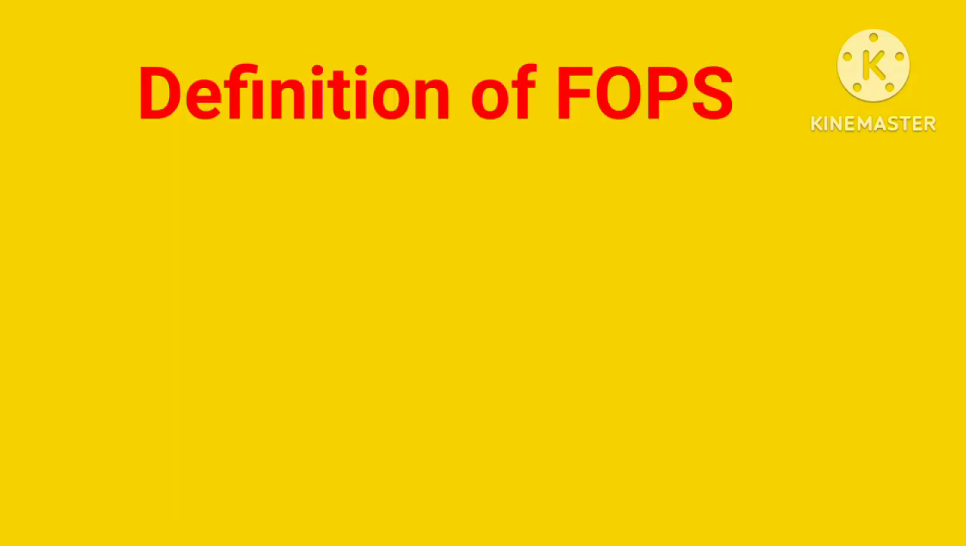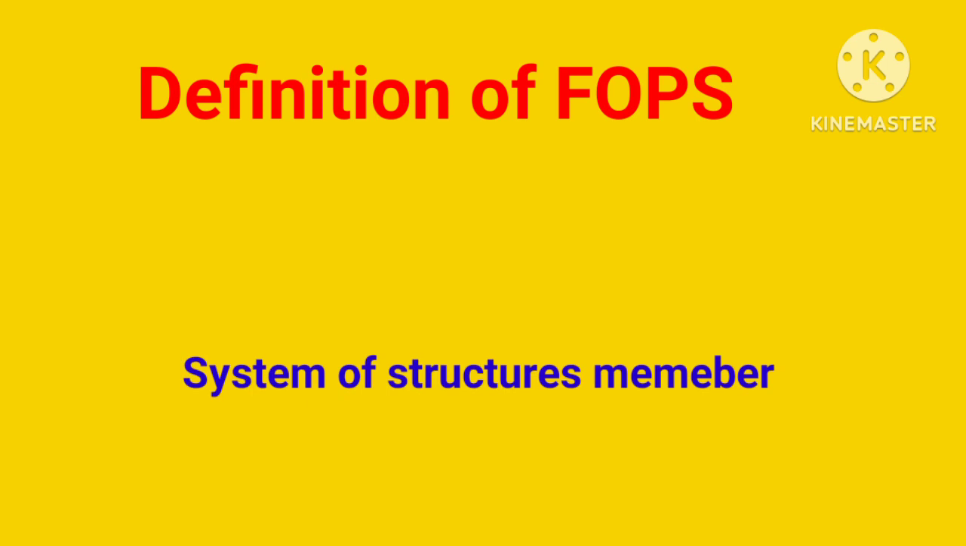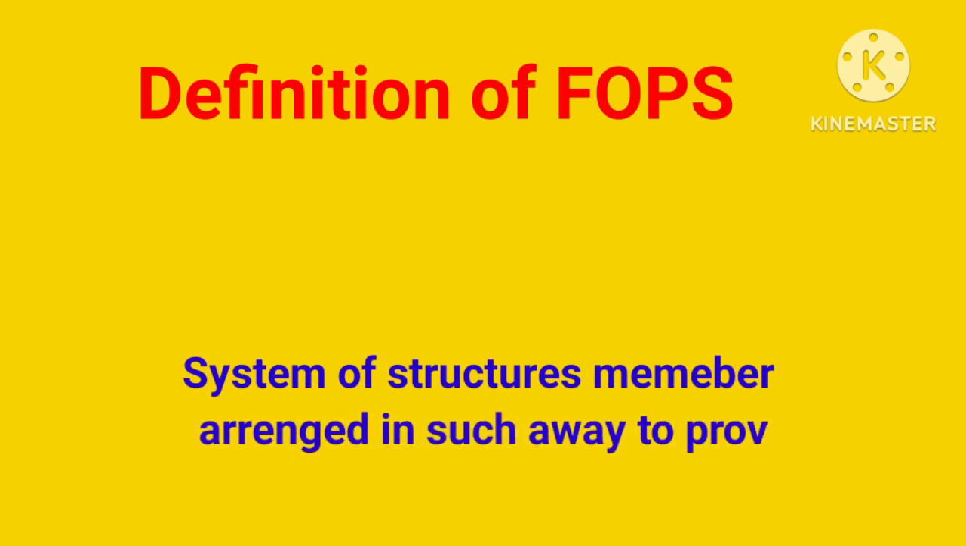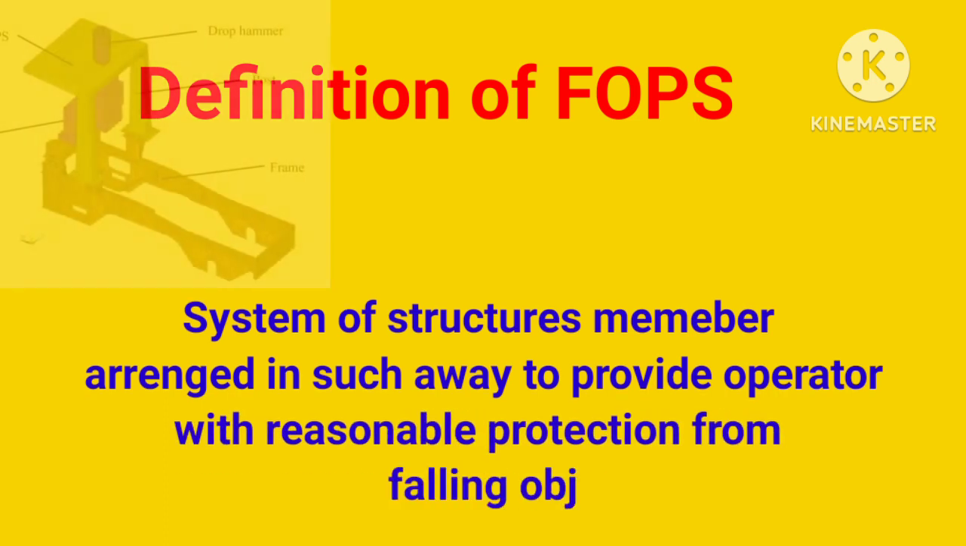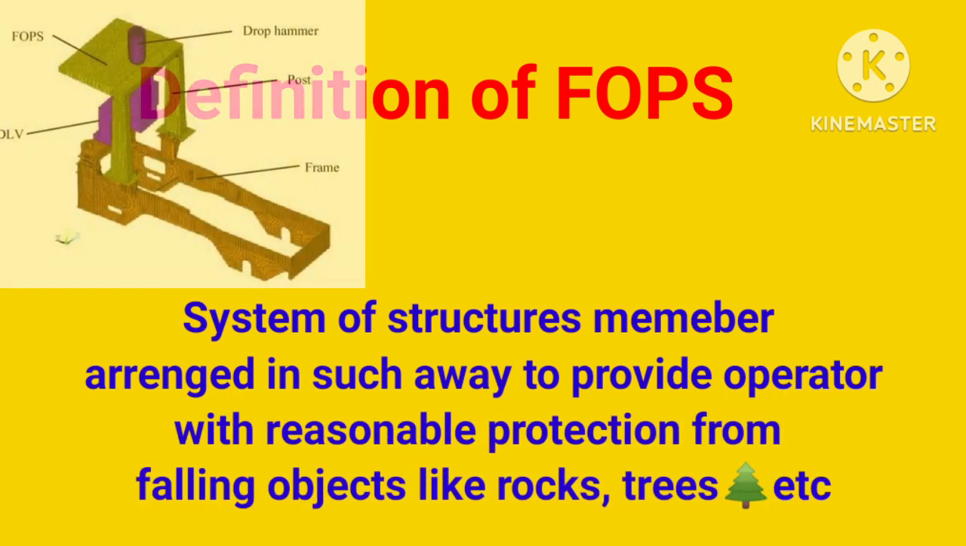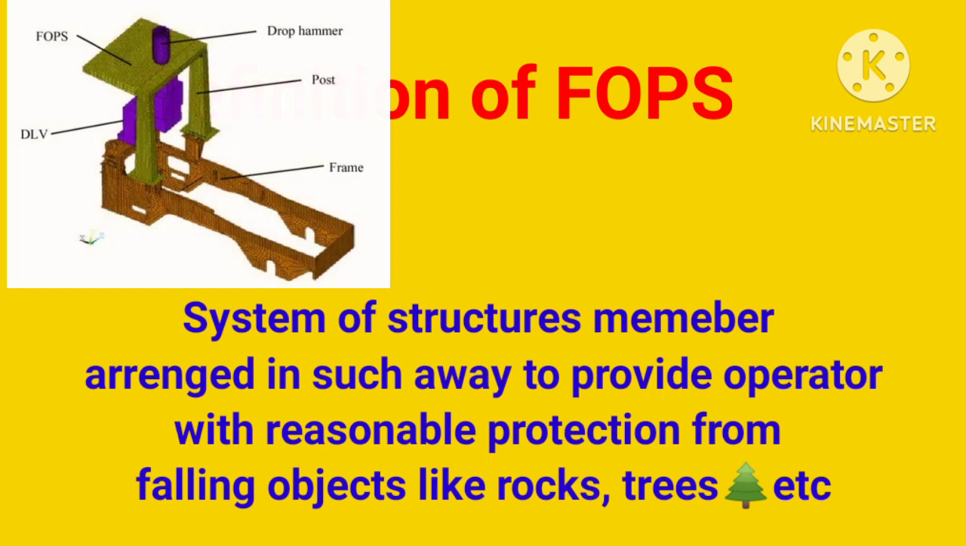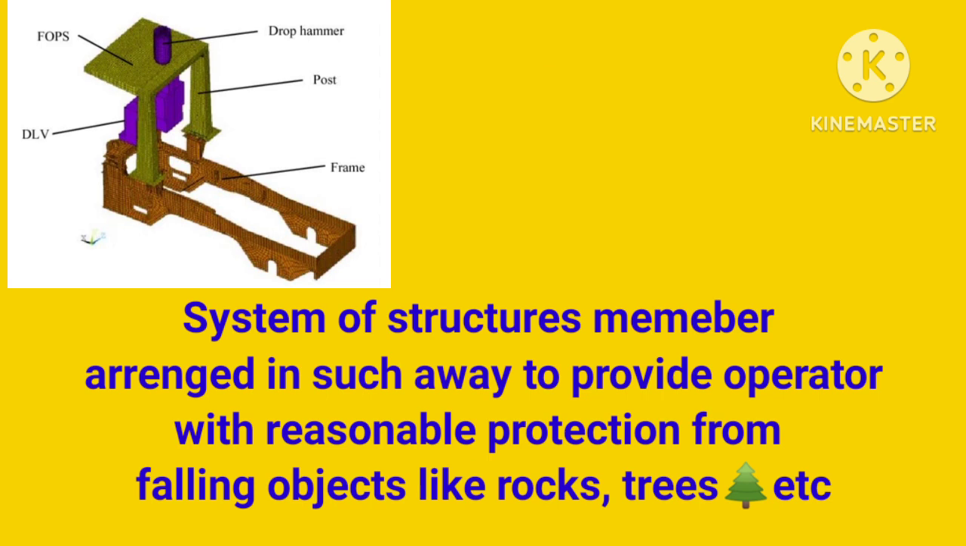Going to focus on the definition of FOPS, Falling Object Protective Structure. It is a system of structural members arranged in such a way as to provide the operator with reasonable protection from falling objects like rocks or trees, etc.